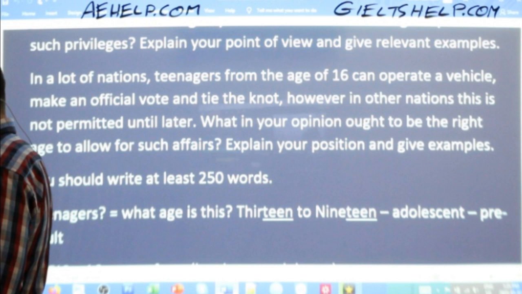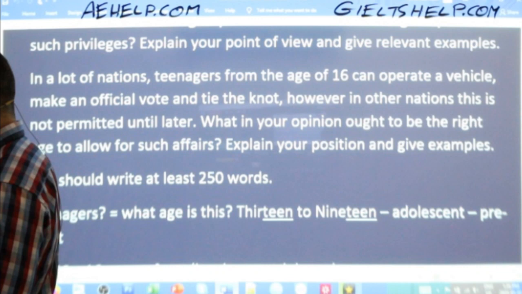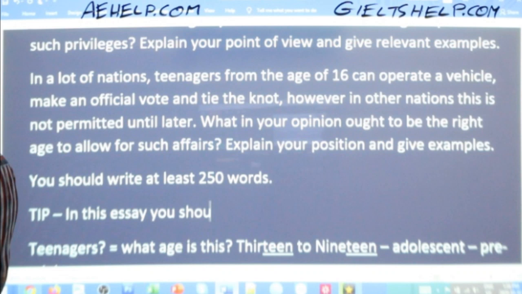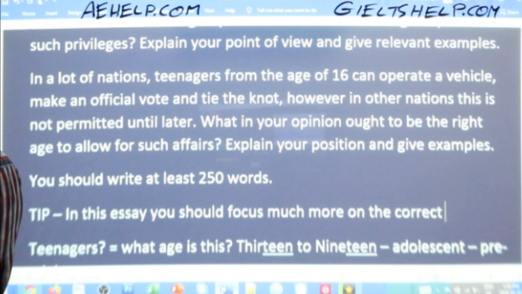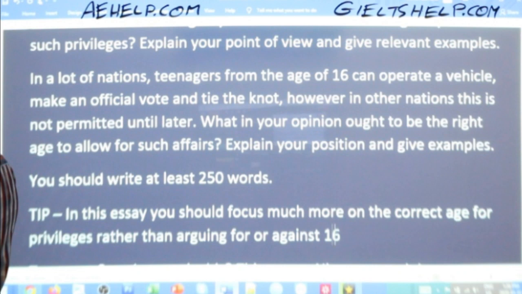This is why it's so very, very important, students, that you really pay attention to the nature of the task two question that's being asked, okay? So tip, in this essay, you should focus much more on the correct age for privileges rather than arguing for or against 16-year-olds as being mature.